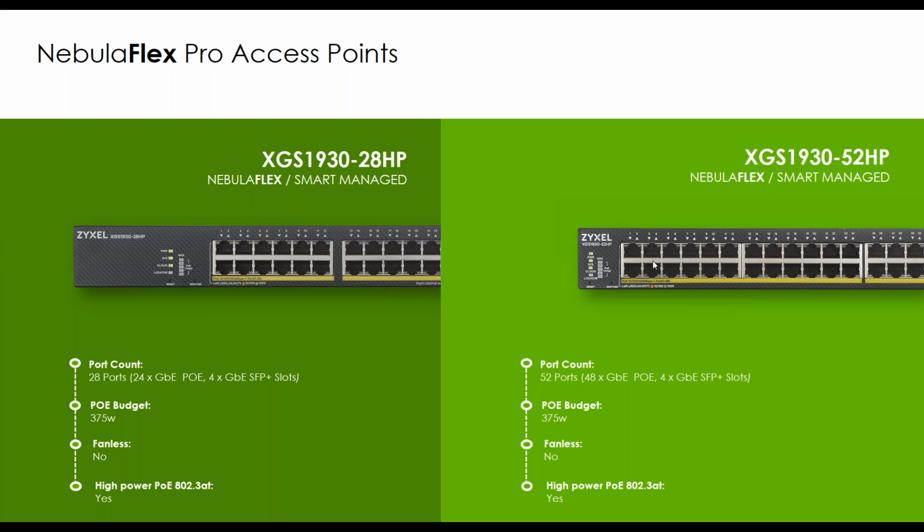So the 52 HP has a full port count of 52 ports, 48 of them are gigabit Ethernet PoE, and it does have 4 SFP+ slots as well. So when it comes to big offices that might have a lot of servers on site and a lot of data transfer, this is where you would really want to implement a 10 gig switch, just because it's going to have that extra demand on your network traffic. So PoE budget, fanless, and the high power again is the same as the 28 HP.